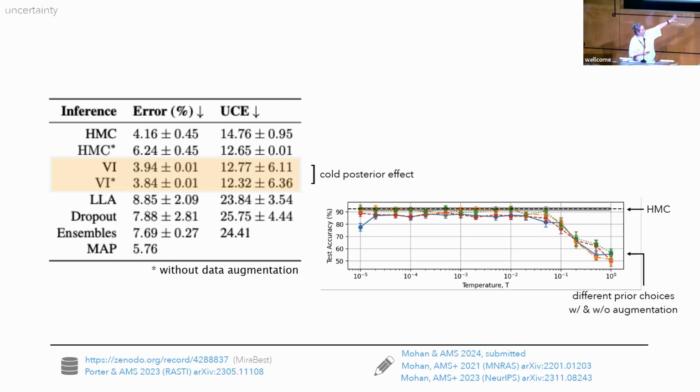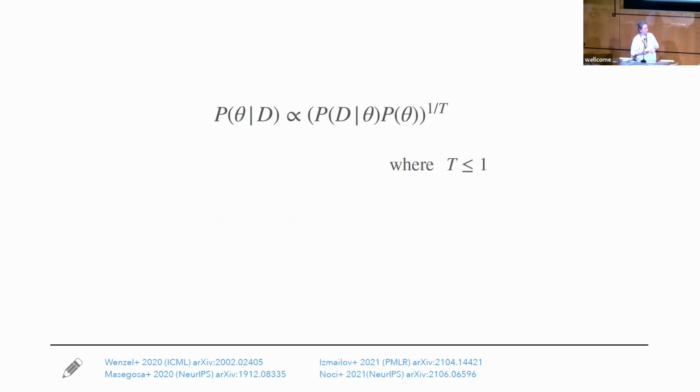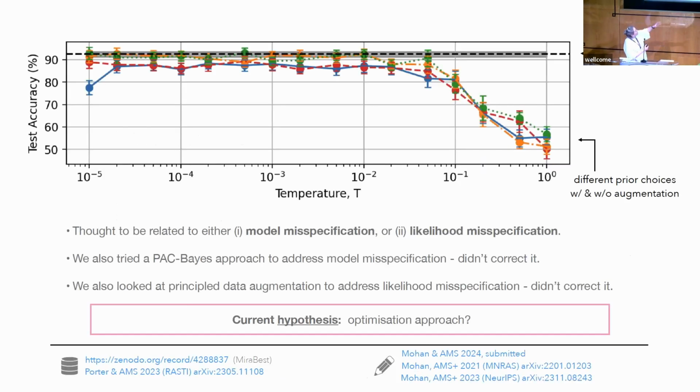So I'll explain this cold posterior plot in a bit more detail, but just to clarify the axes, what I'm talking about when I talk about tempering the posterior is that we introduce this temperature term T, which is simply a power on the posterior, so it downweights the posterior term in your evidence lower bound objective function.